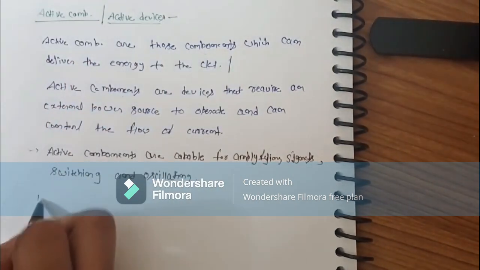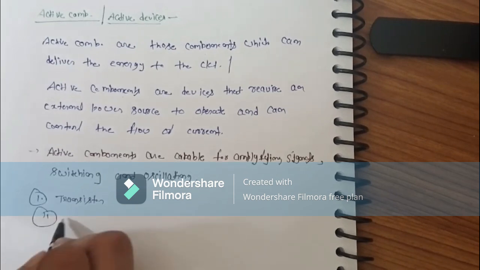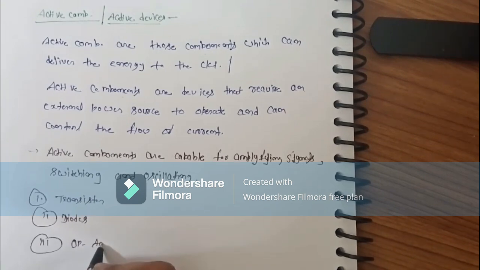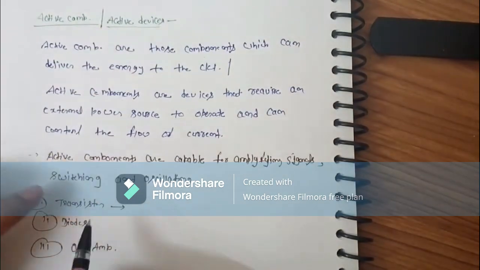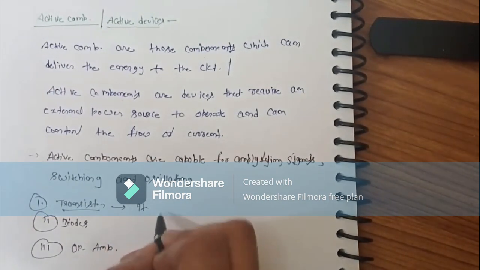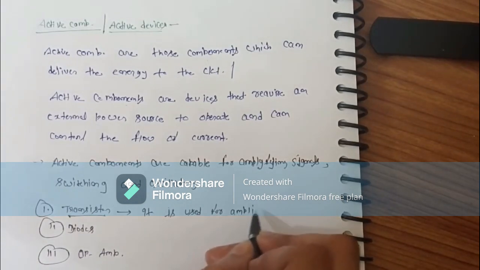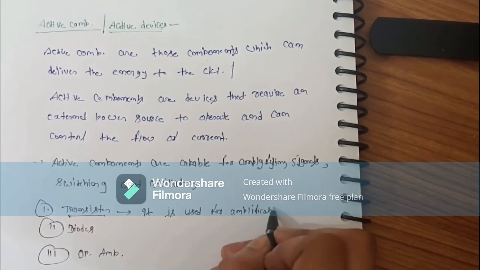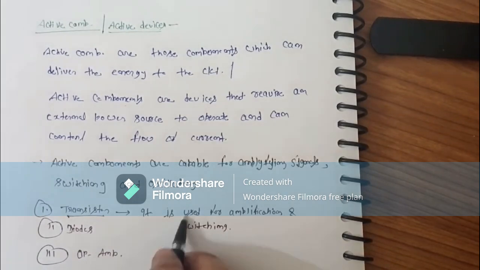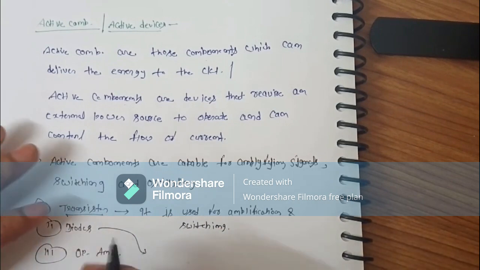Examples of active components: first, transistor; second, diodes; third one is the operational amplifier. Transistor is used for amplification and switching. And diodes allow current to flow in one direction and regulate the voltage.